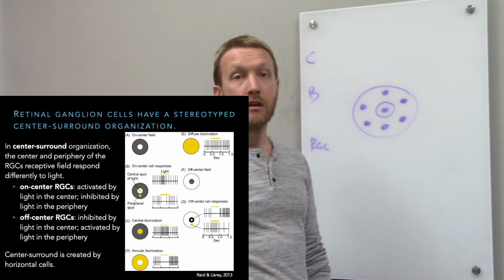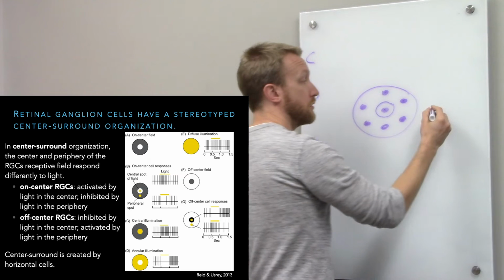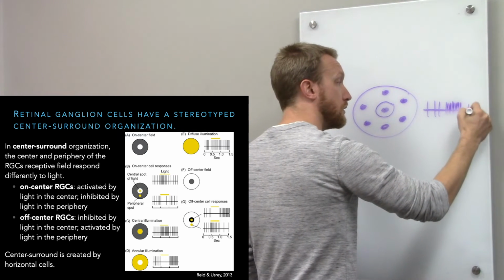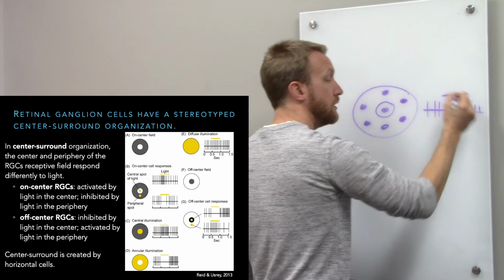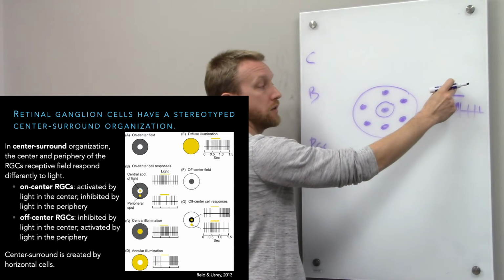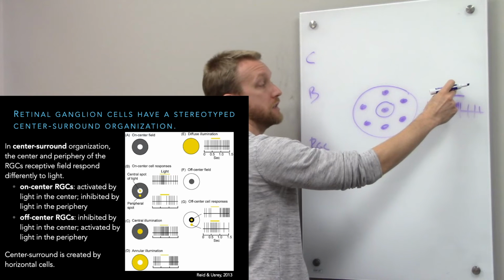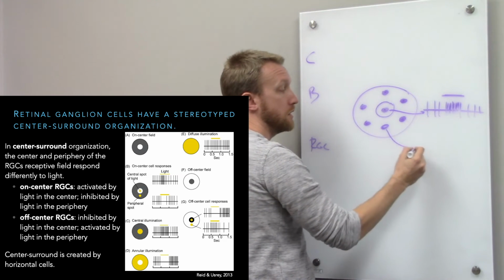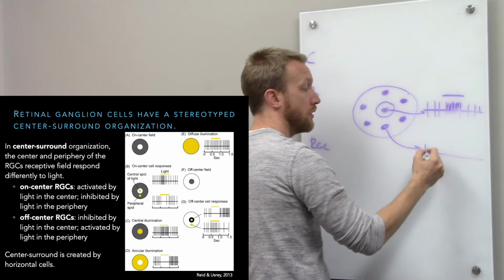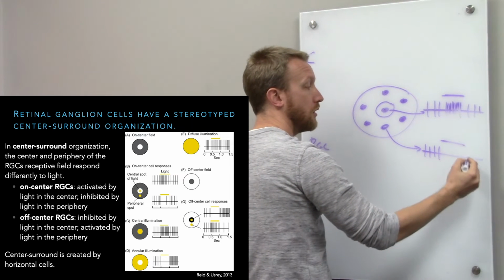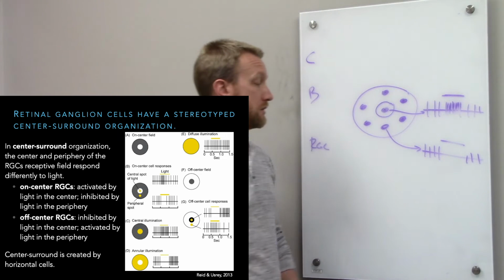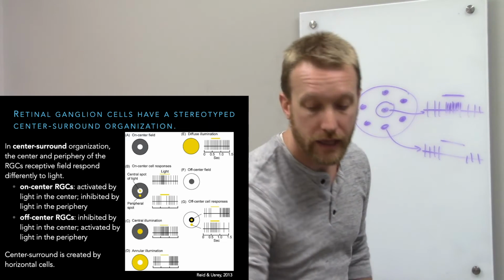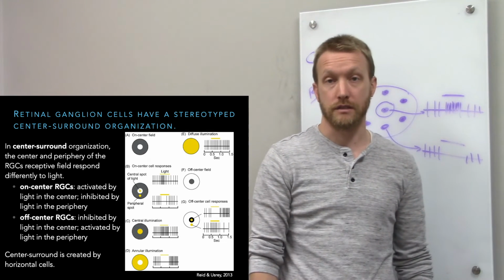Okay, so if we shine light here, we see an increase in retinal ganglion cell activity while the light is on, if it's in the center. If we shine light in the surround, we see a decrease in retinal ganglion cell activity. And that's created, again, by those horizontal cells.